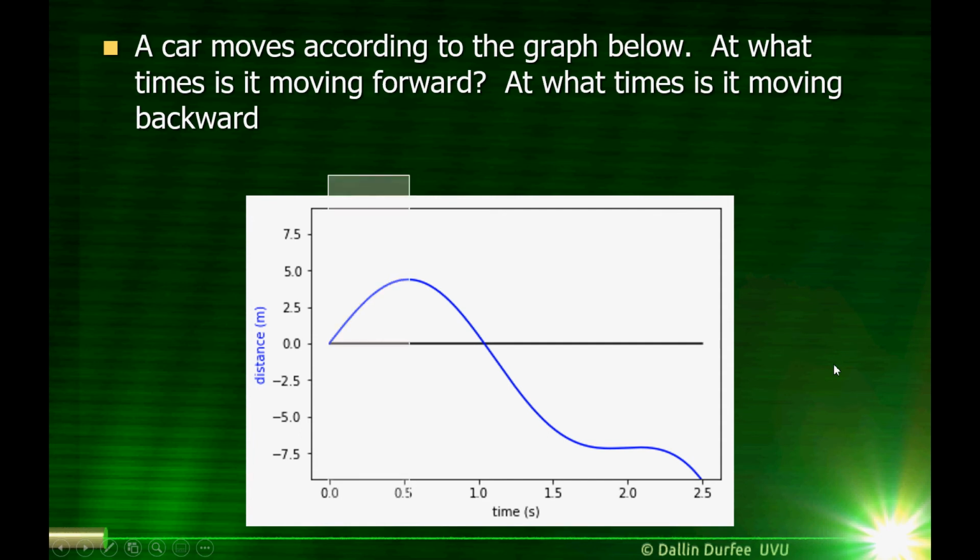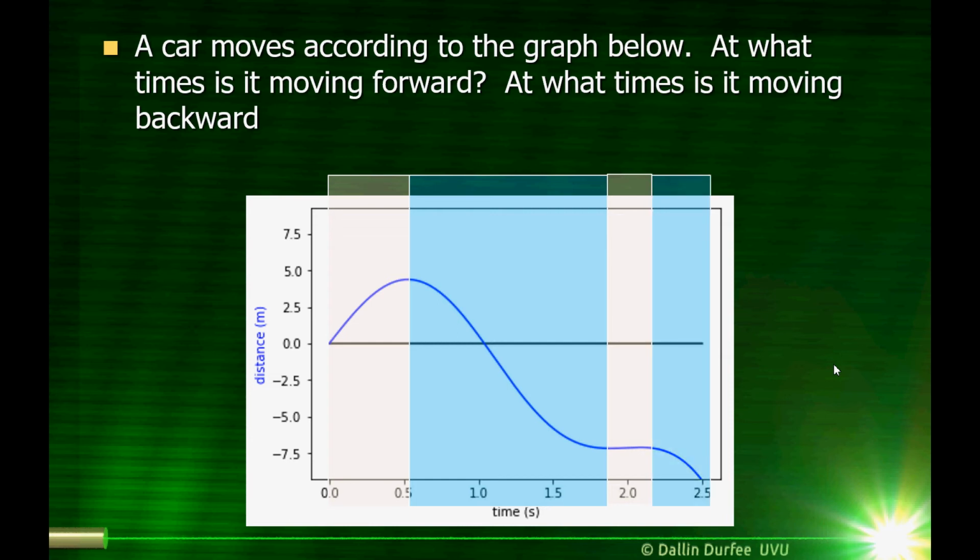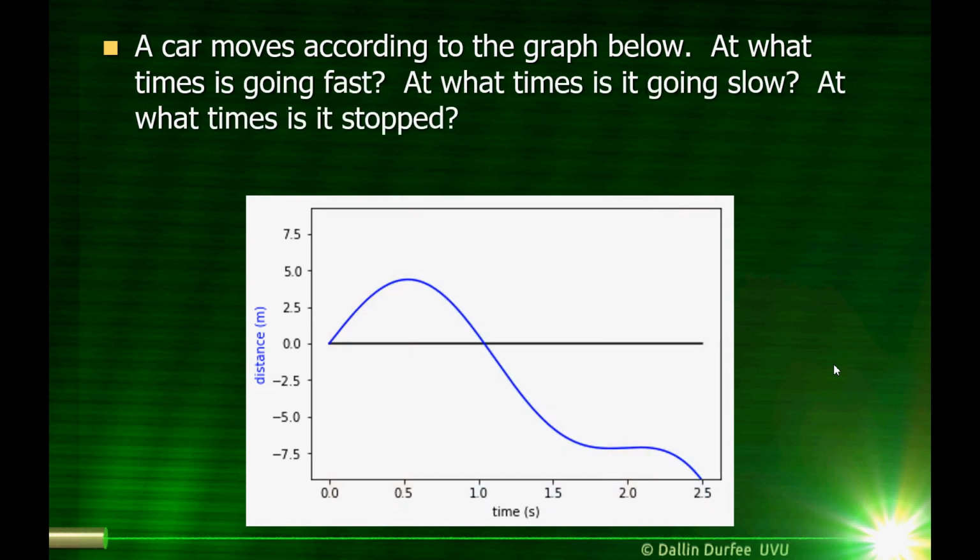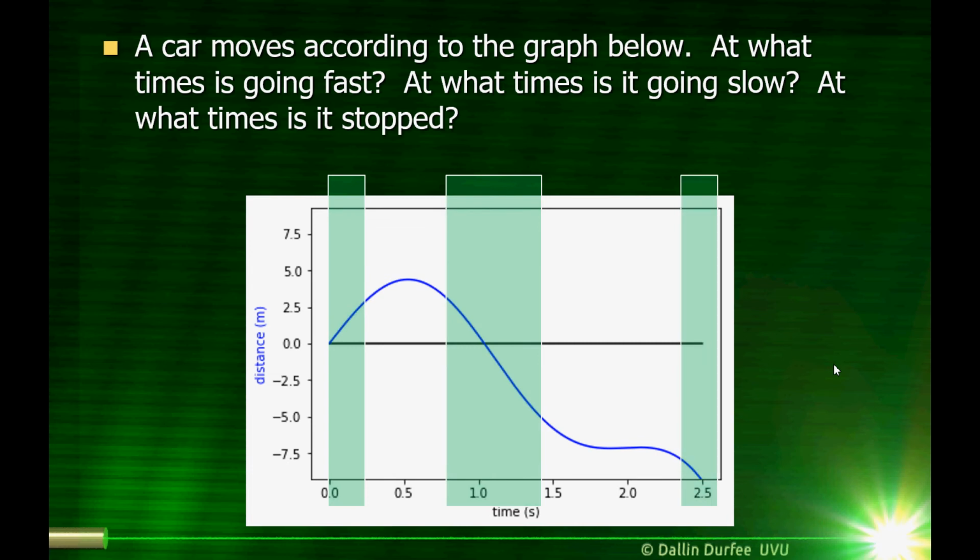So the places where the velocity is positive are the places where the slope of the position is positive. The places where the velocity is negative are the places where the slope of the position with respect to time is negative. Now, at what times is the car going slow? At what time is it going fast? At what times is it stopped? Well, it's moving fast when the slope of the line is big. So it's big there, it's big there, it's big there. So that's where the car is moving fast. Here where the slope is shallower and here where the slope is shallower, the car is moving slowly.